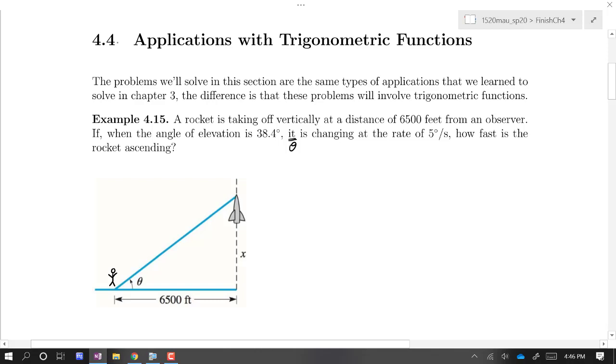So they've given us one rate. We know what the rate of the angle is changing at a particular point when the angle is 38.4 degrees. And then they ask us about another rate. How fast is the rocket ascending? That's how fast x is changing.